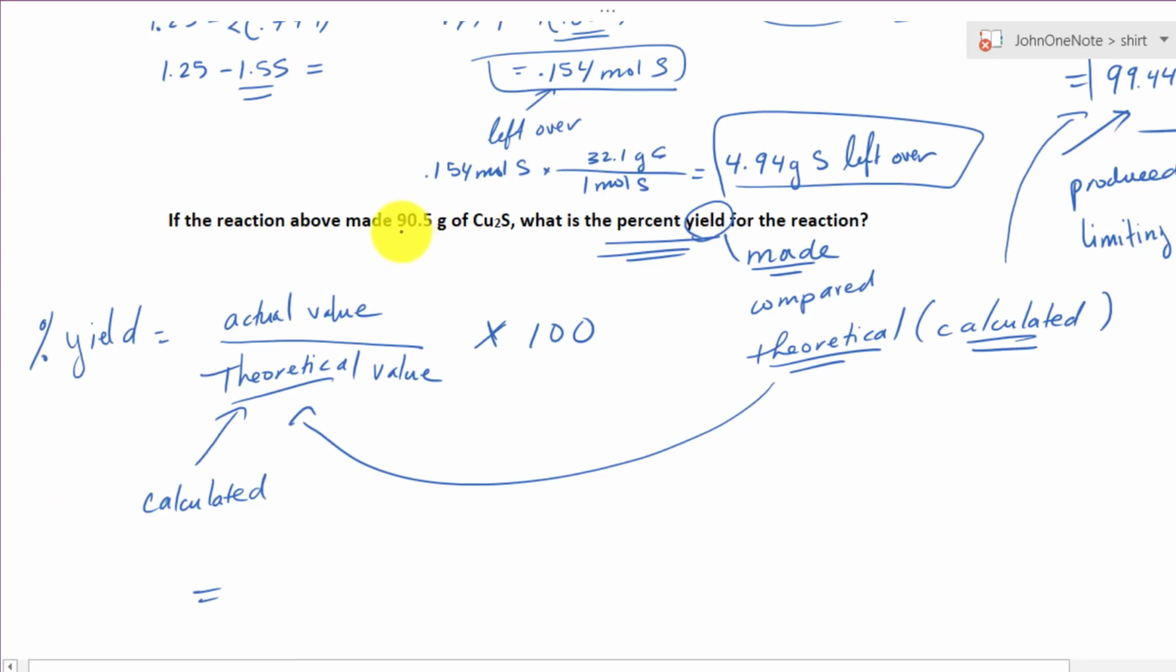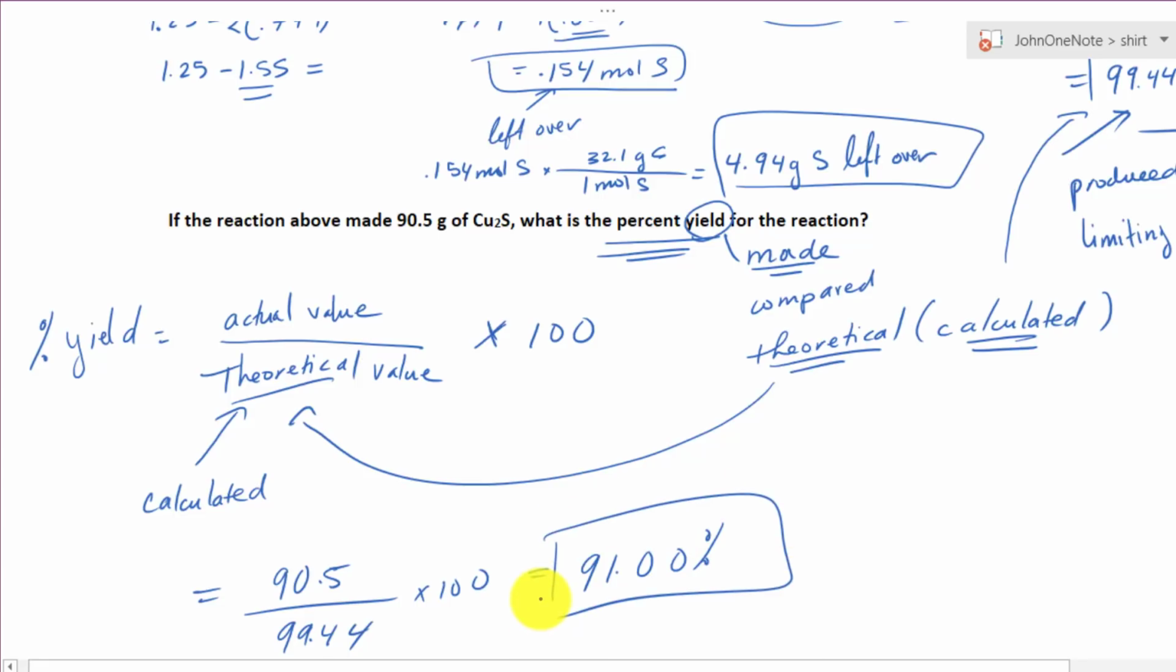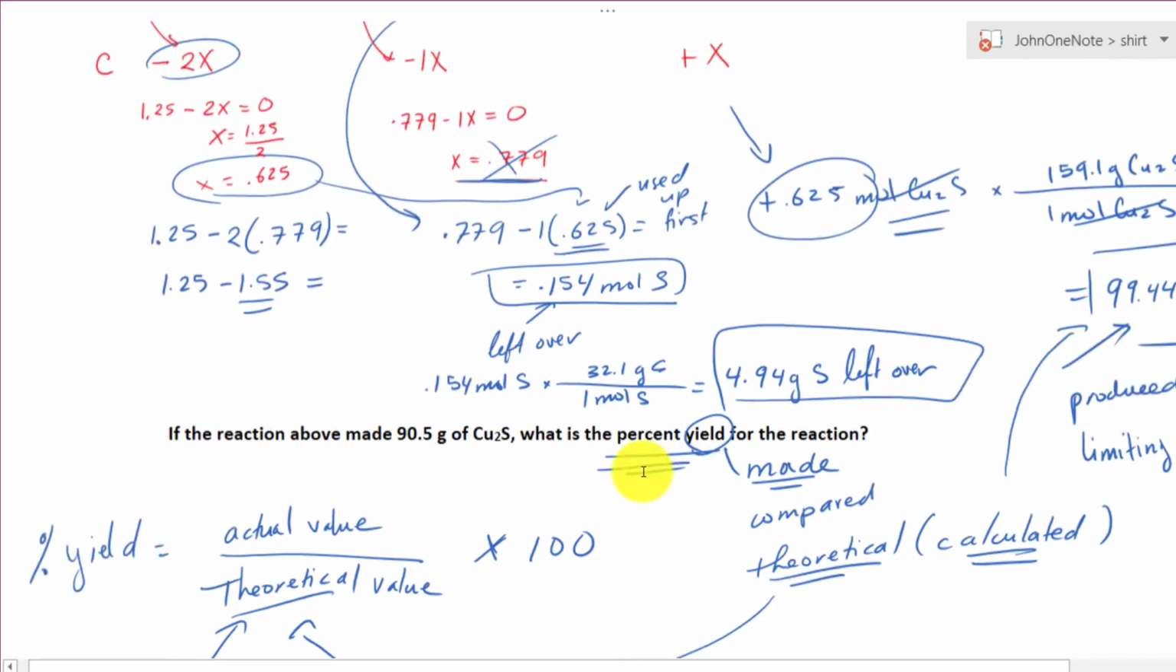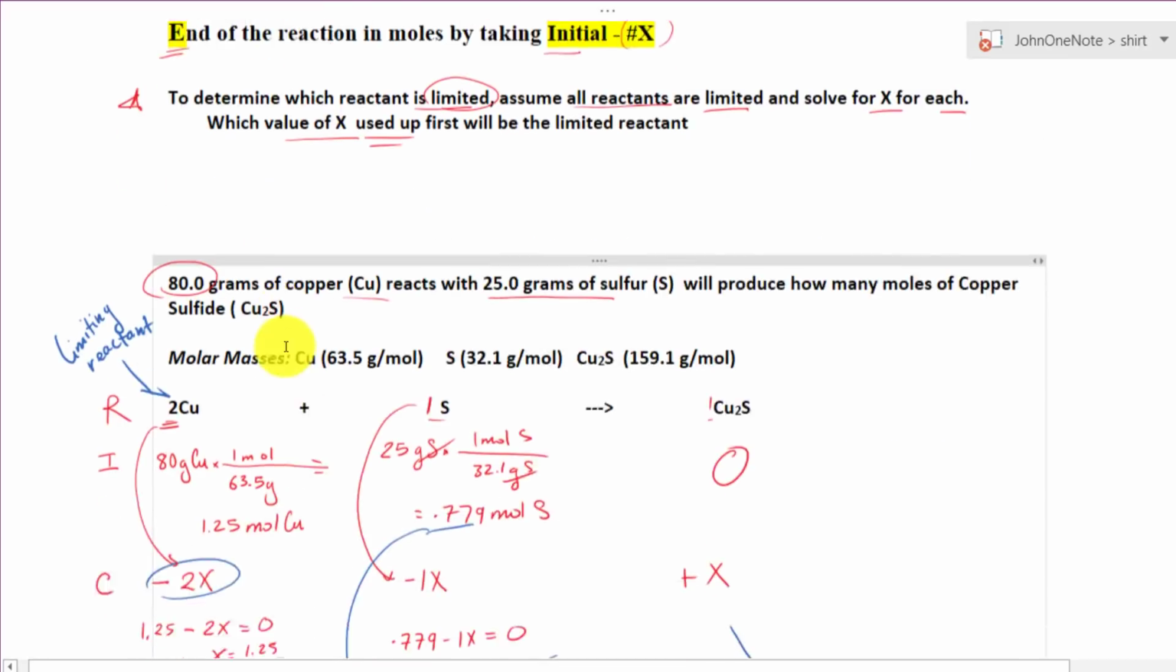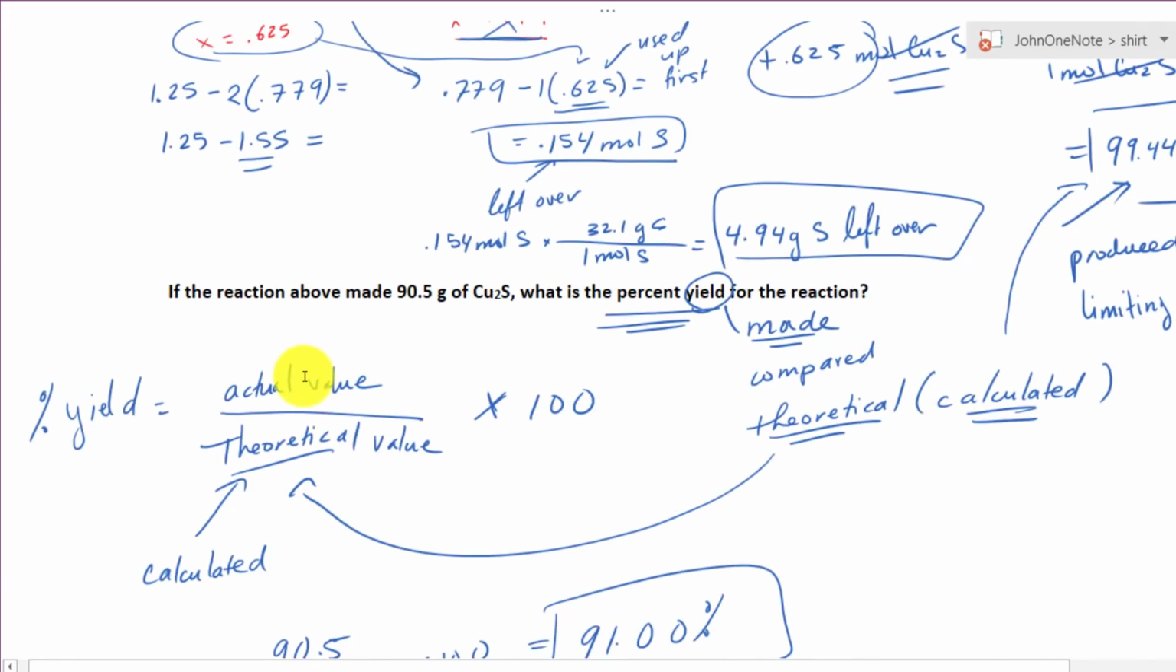We actually make 90.5 grams, so 90.5. And what is the theoretical value? We calculated that as 99.44 grams, so 99.44 grams. And times by 100, what is our percent yield going to be? It turns out to be 91.00% yield. And that is pretty good, 91% efficiency. That is super awesome, isn't it? And that is how you use the RICE table and relate it to the limiting reactant.